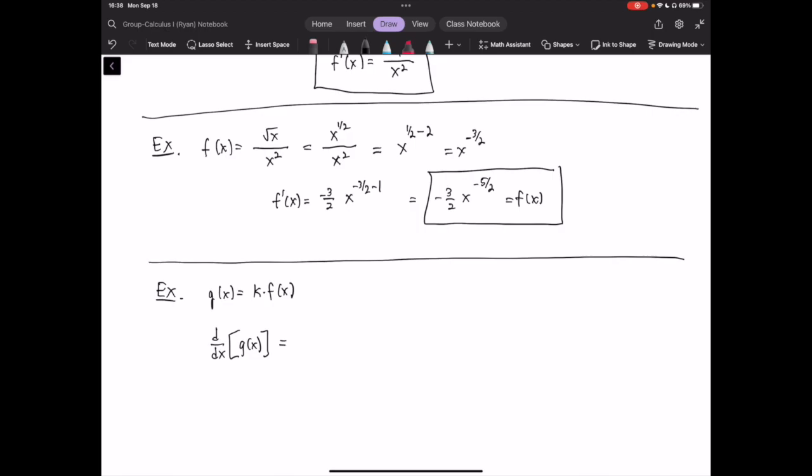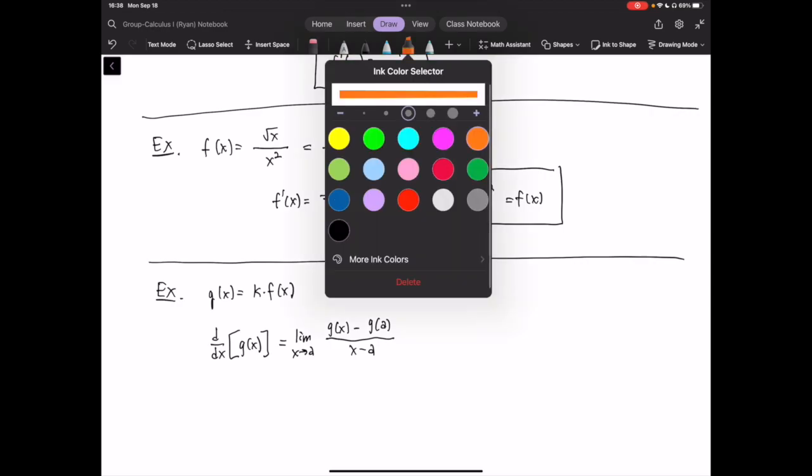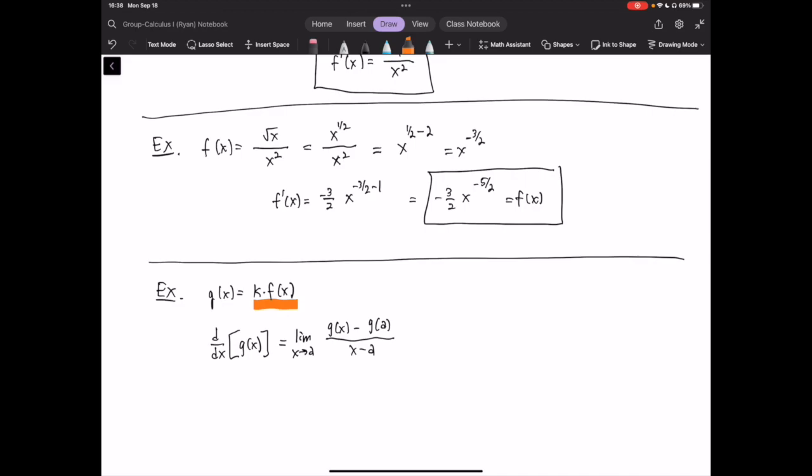So this is equal to, by the limit definition, I'm going to do this at a again. So the limit as x approaches a of g of x minus g of a divided by x minus a. Okay, but then I'm going to plug in the formula for g that we know. Now we don't know, we're going to pretend that we know what f is, and then we know how to take the derivative of f as well.